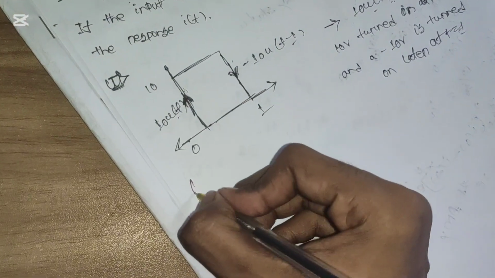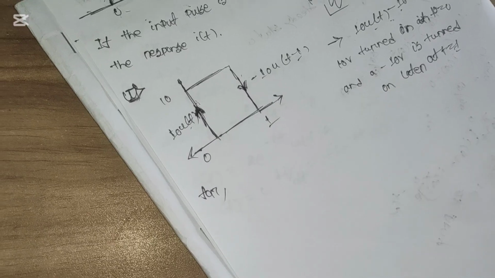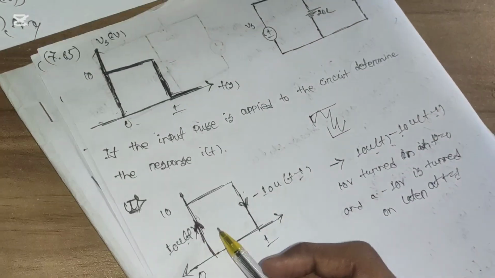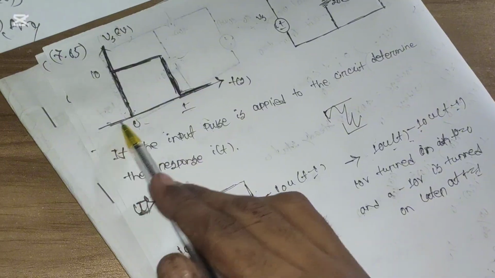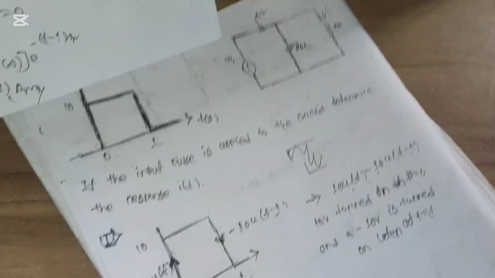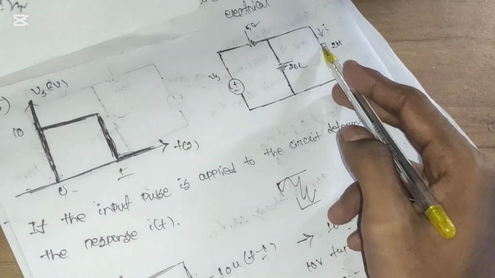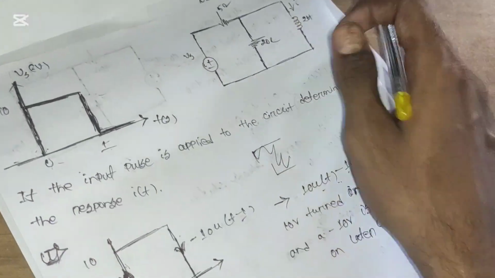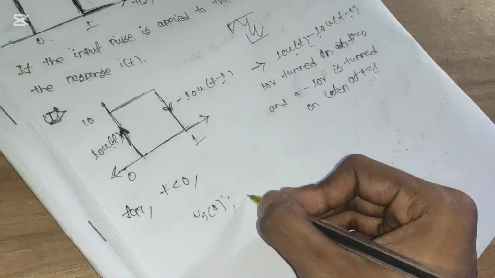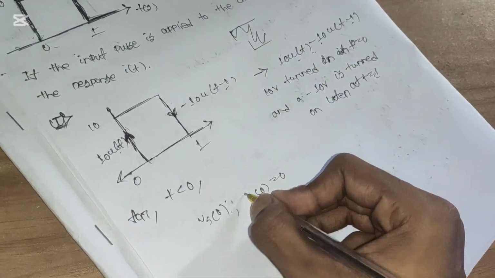But we have solved this question earlier also. For t less than 0, the voltage will be 0, so Vs will be 0. If Vs equals 0, then there will be no current flowing through this inductor. So Is will be 0. I0 will be 0.